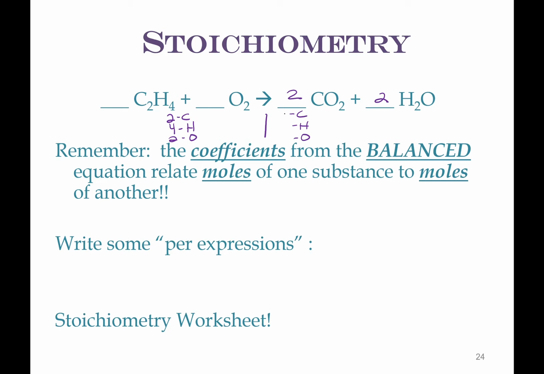So I have 2 carbon. I have 2 times 2 is 4 oxygen plus 2 on the other one, so that's 6 oxygen. And I have 4 hydrogen, 2 times 2. So now everything except the oxygen is balanced.